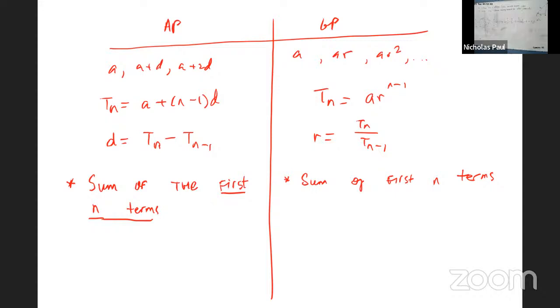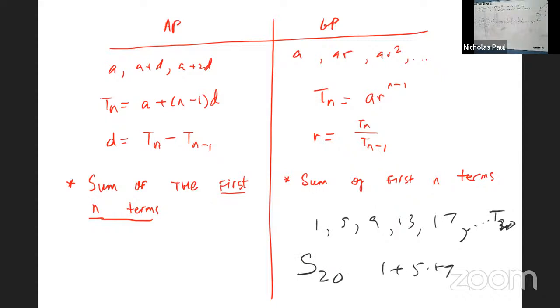Then we will combine everything and solve simultaneously. So suppose I gave you 1, 5, 9, let's keep adding on 4. Suppose I gave you all these terms and I said, find the sum of the first 20 terms. Of course, you can do it the long way and add up all 20 terms, or you can use a nice formula.